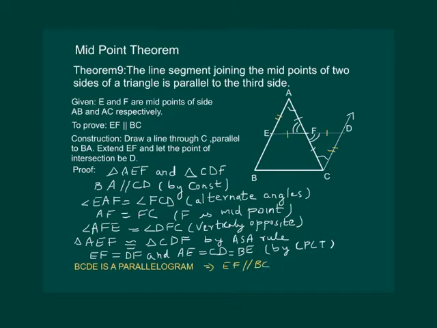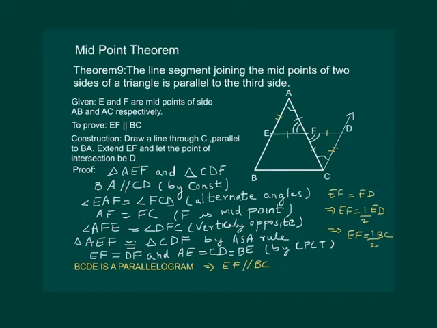So we have EF equal to FD, and EF is equal to half of ED, and this would imply that EF is equal to half of BC.